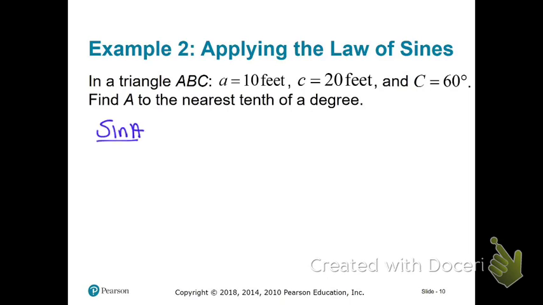So we're just going to use sine of A over a equals... what other variable do we know the angle and the length of? C. So sine of C over side c. So we're looking for angle A, sine of A over 10, is going to be equal to sine of 60 degrees over 20.